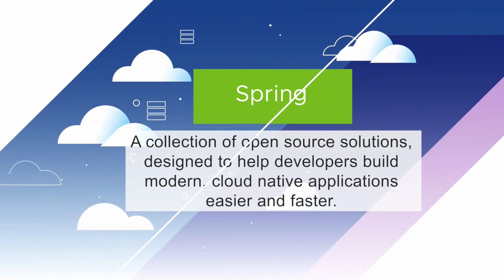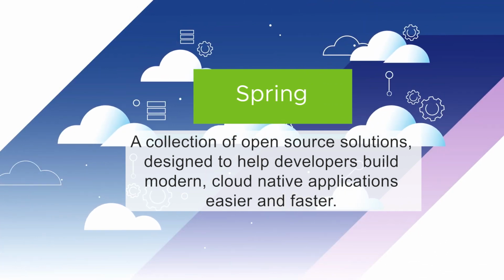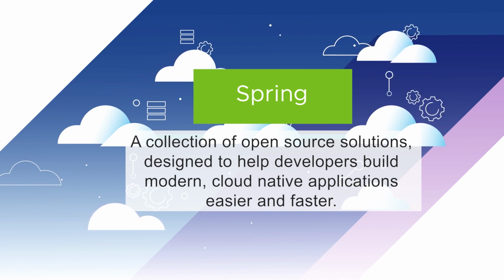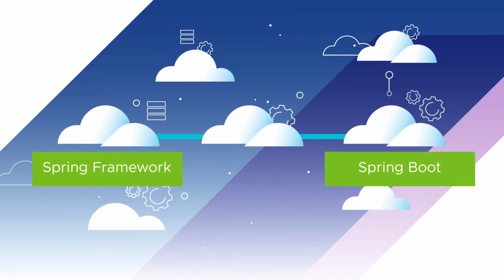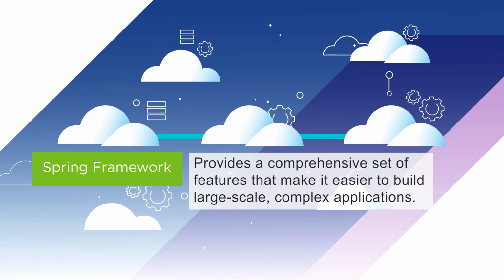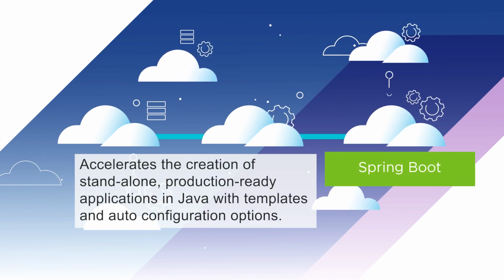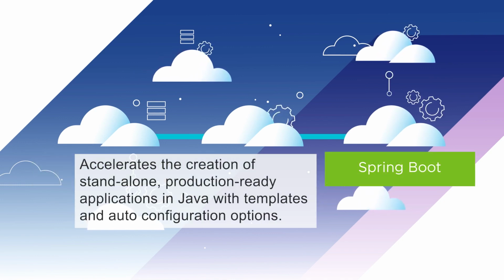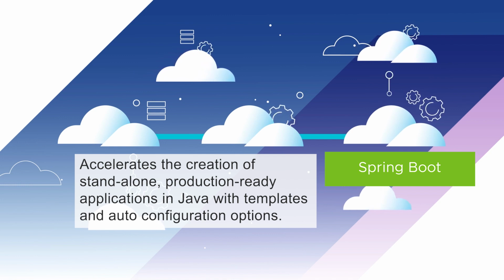The Spring ecosystem is a collection of open-source solutions that are designed to help developers build modern, cloud-native Java applications easier and faster. Two aspects of this ecosystem include Spring Framework and Spring Boot. Spring Framework provides a comprehensive set of features that make it easier to build large-scale, complex applications. Spring Boot helps accelerate the creation of standalone, production-ready applications in Java with pre-configured starter templates and auto-configuration options.